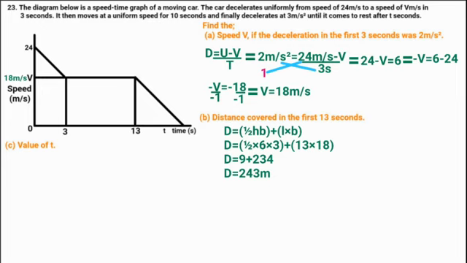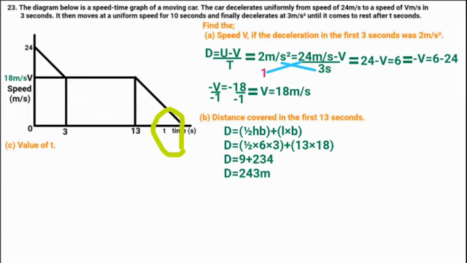Okay, so we are asked to find the value of t. If you are not sure where t is, t is here. Sorry, t is here. The one I've circled there is t. So we are asked to find the value of t.